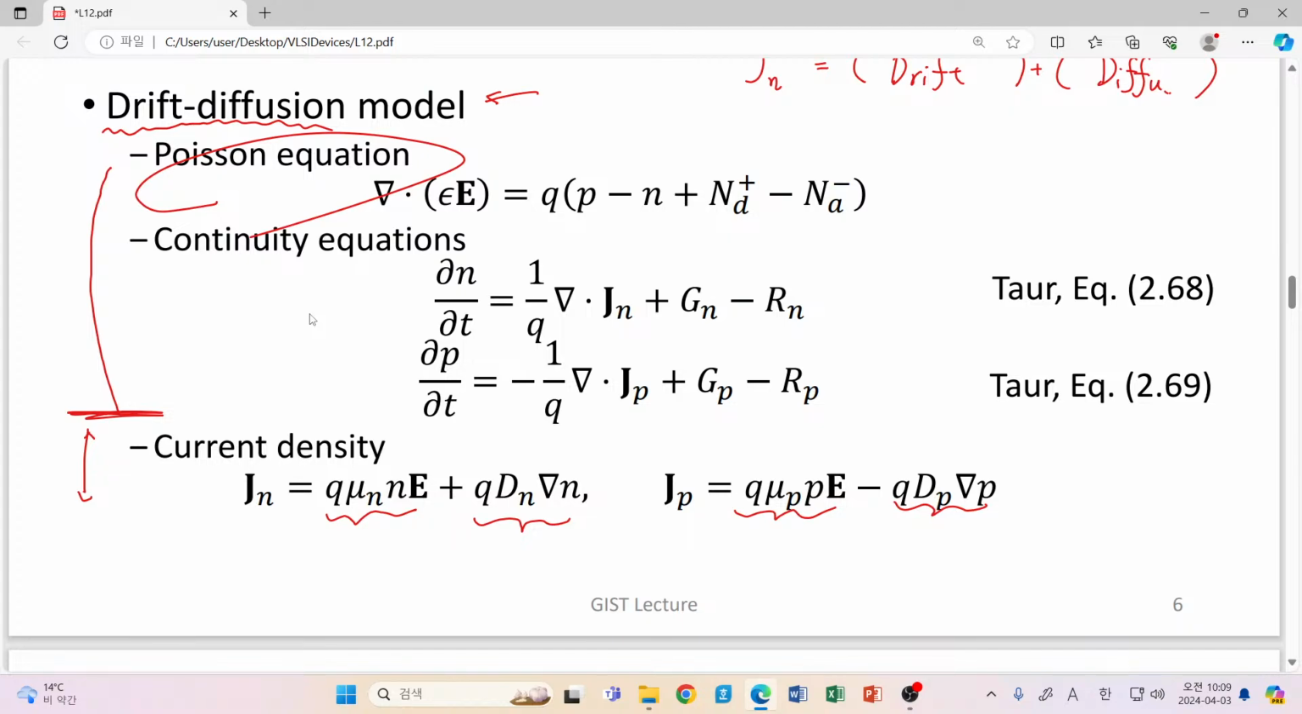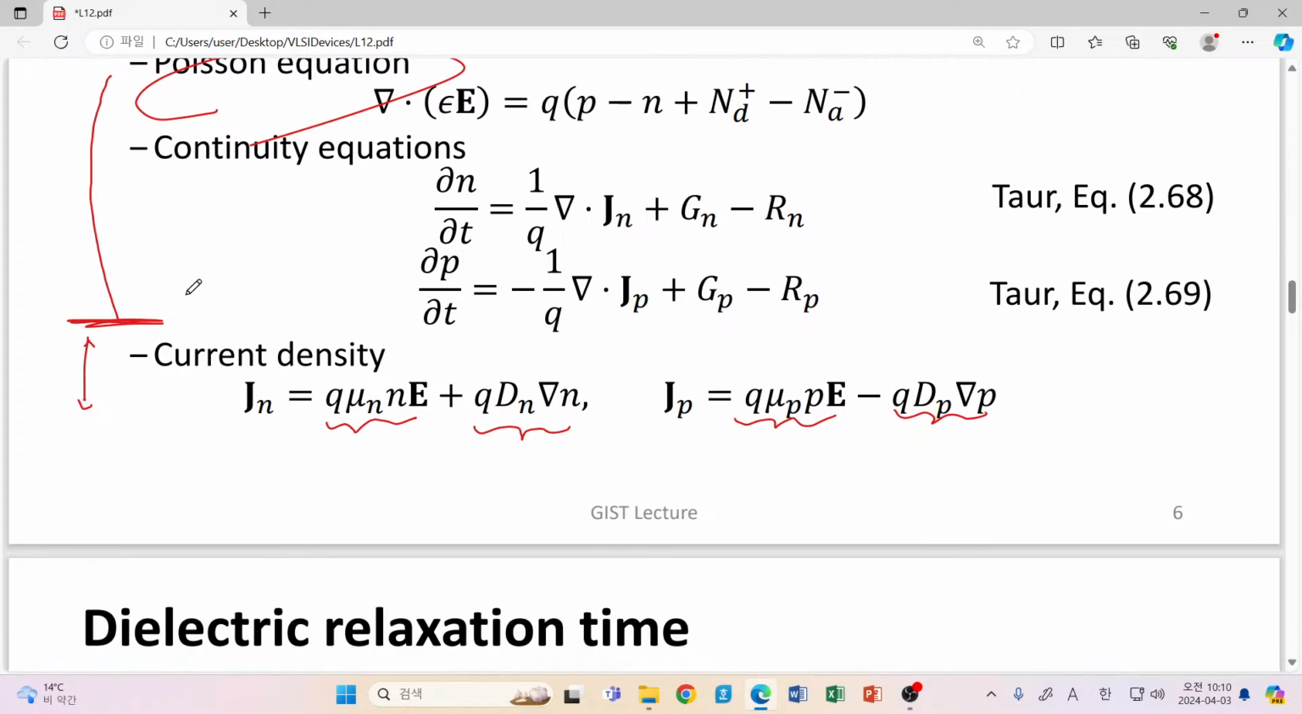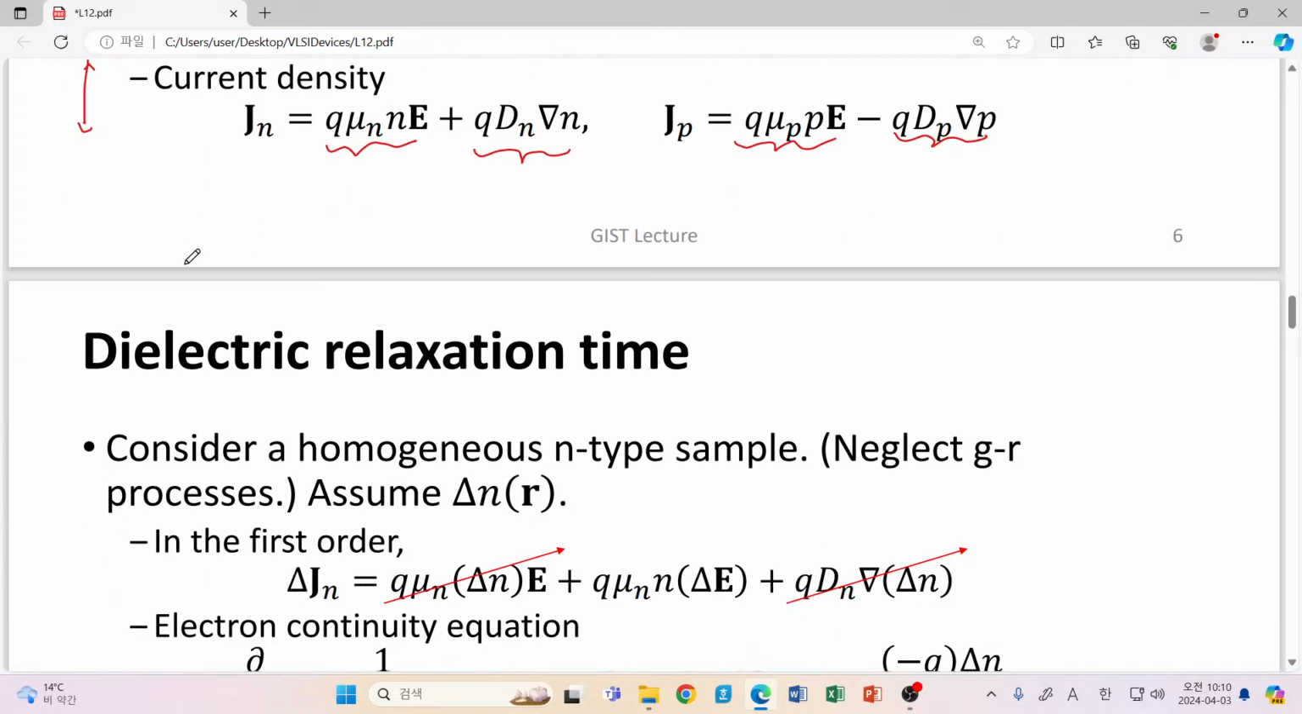Depending on the degree or complexity of your problems, sometimes you can rely on a relatively simple form of current density, or sometimes you must use a more difficult or elaborated form of current density. But anyway, for this course, I think it is just enough to use this drift diffusion model. If we need a more advanced model, then we will introduce it whenever it is required.